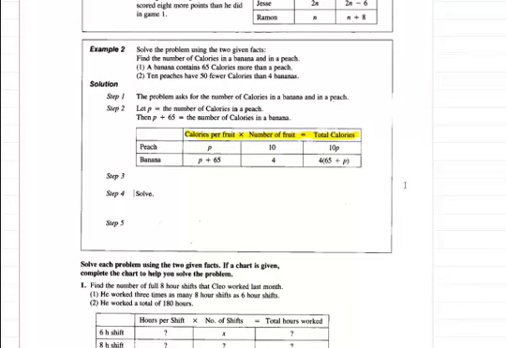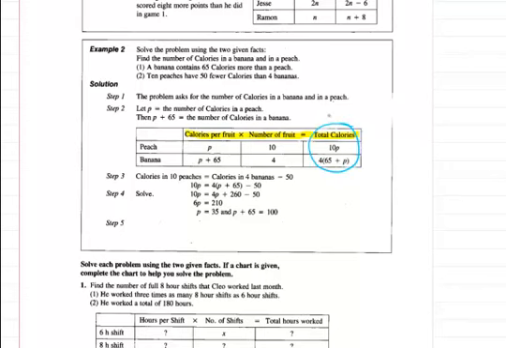So that little sentence there is kind of a good way for us to think about the problem. And then we can go ahead and set up an equation. So we took this last column here, and we wrote a relationship between them. So 10 peaches is going to be equal to the calories in 4 bananas minus 50. There's our equation.